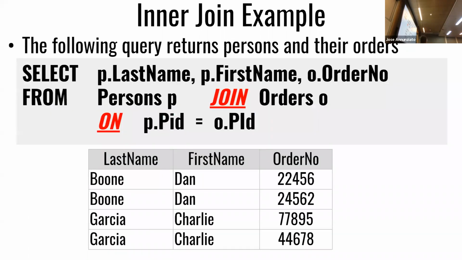So the natural join is that you say join person P with orders O, where the foreign key of one is equal to the primary key of the other.